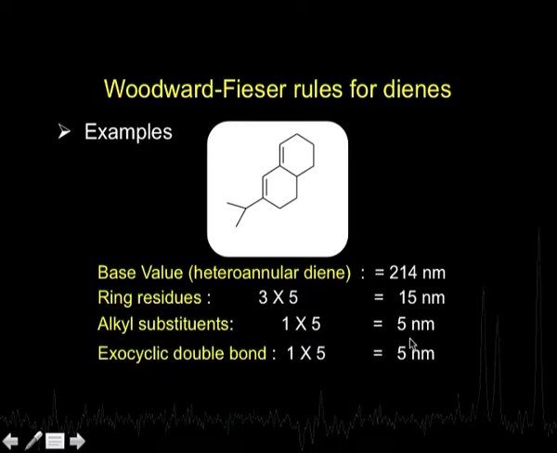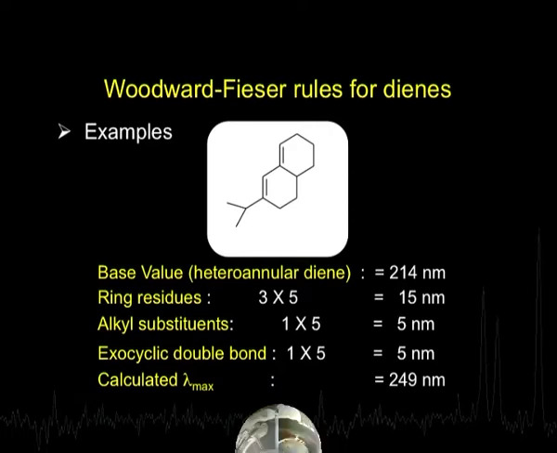So, in addition to this, between these 2 double bonds here, we find that this double bond happens to be exocyclic to this ring, whereas this double bond is an endocyclic double bond which does not contribute to the lambda max value. So, these are the possible substituents or the contributors to the lambda max. We find that the calculated value comes out to be about 249 nanometers.